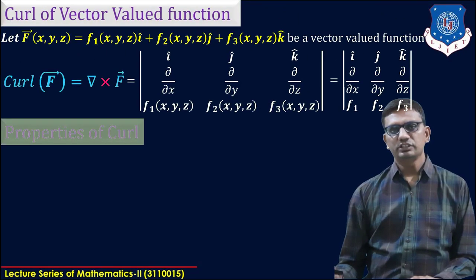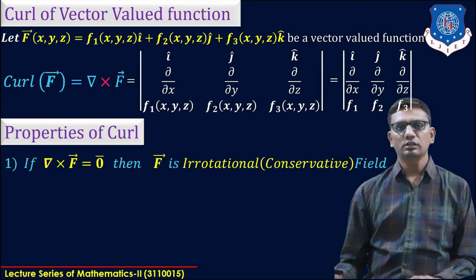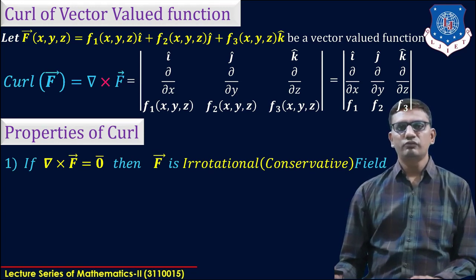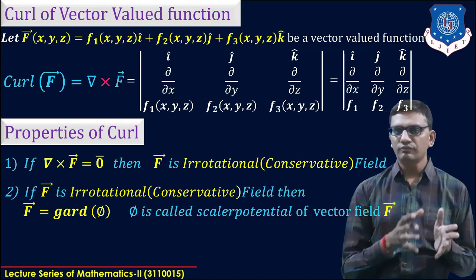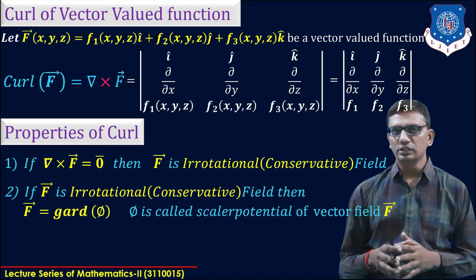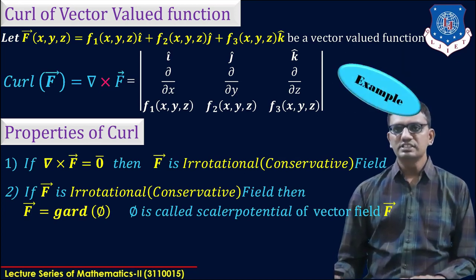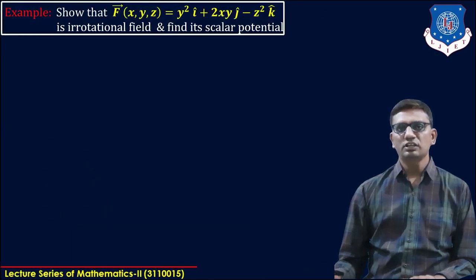Now we will see some properties of curl. Our first property is if curl of f bar is 0, then it is called an irrotational or conservative field. Then f bar is the gradient of some function phi, and phi is called the scalar potential of vector field f bar. Now we will see an example of scalar potential. Here, find the scalar potential of f bar if f bar is irrotational.